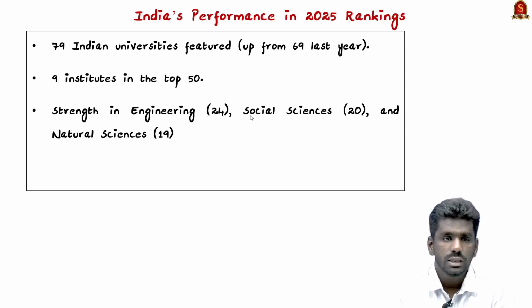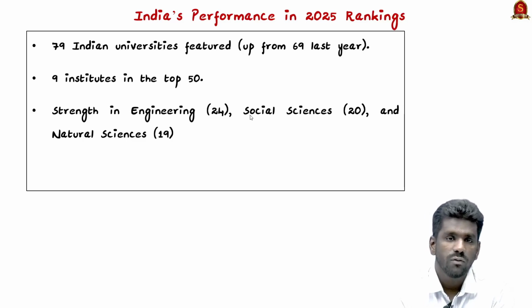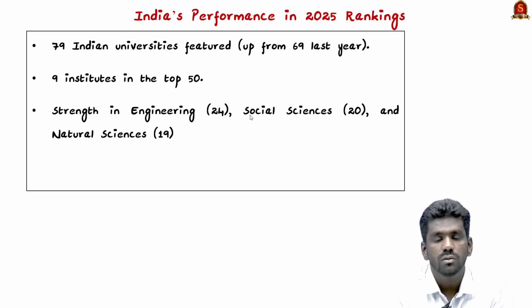If you look at this year's university rankings, 9 Indian institutes have been included in the top 50 in the global university rankings. Totally 79 Indian universities are listed in the rankings. So this is an improvement because last year only 69 universities were listed and there is an increase of 10 universities. So in the top 50 there are 9 Indian institutes. This is seen as a positive improvement in the university rankings.